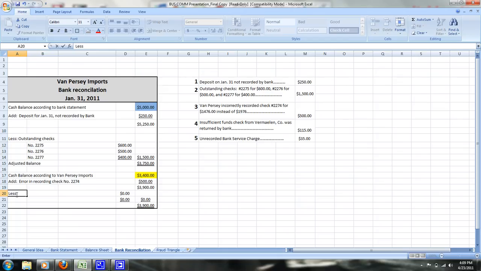So less insufficient funds check. And finally, a bank service charge for $35. We need to subtract that too. And $115, actually $150. All right, $3,750. So they add up. So we did it correctly.